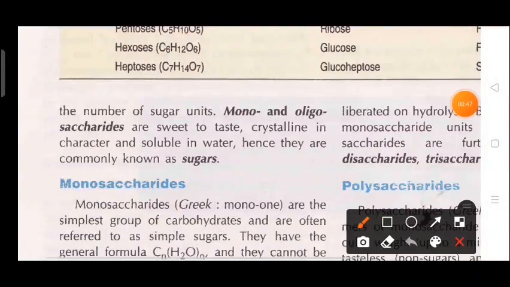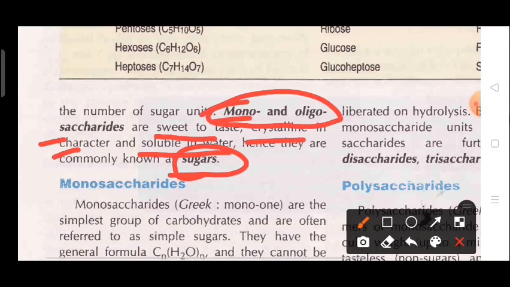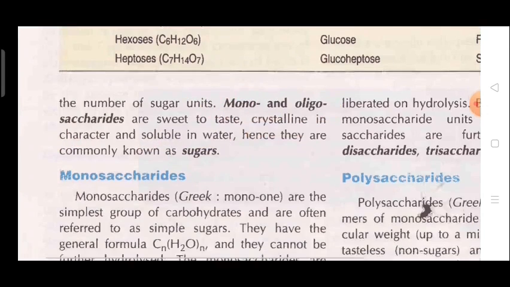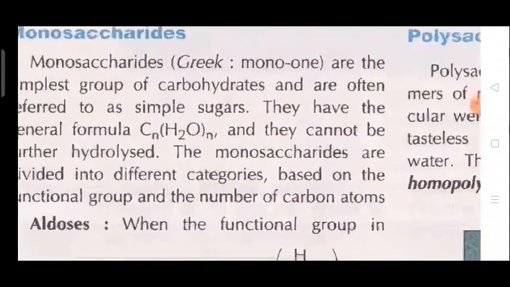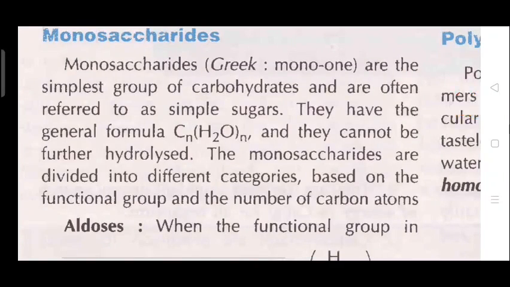Mono and oligosaccharides are sweet in taste and crystalline in character. These are soluble in water, hence they are commonly known as sugars. Okay, mono and oligosaccharides are known as sugar. Remember, this point is very important. Now, the first category of carbohydrate is monosaccharide.